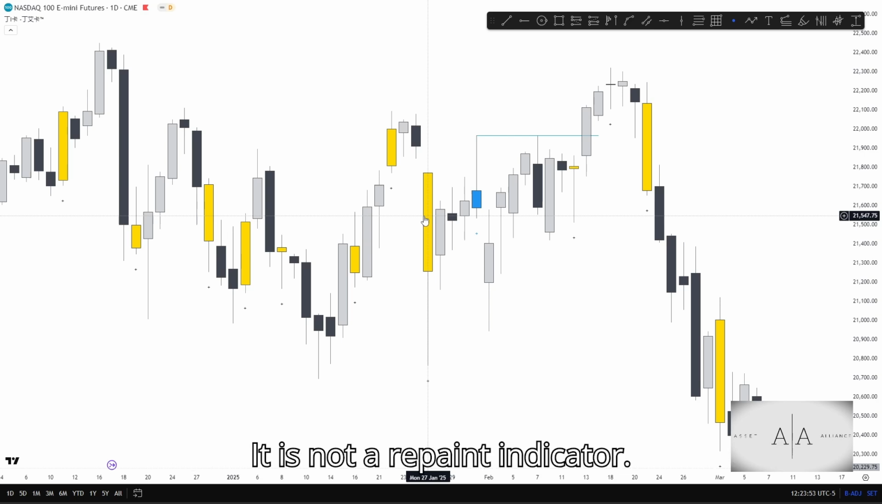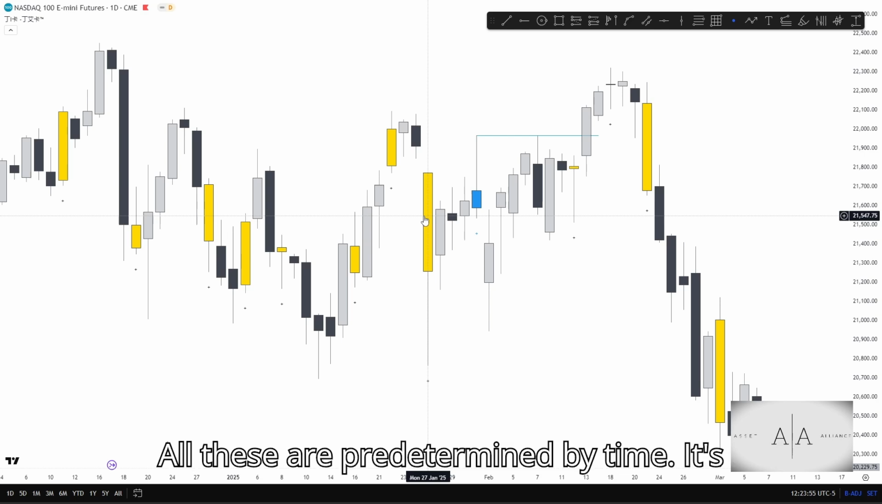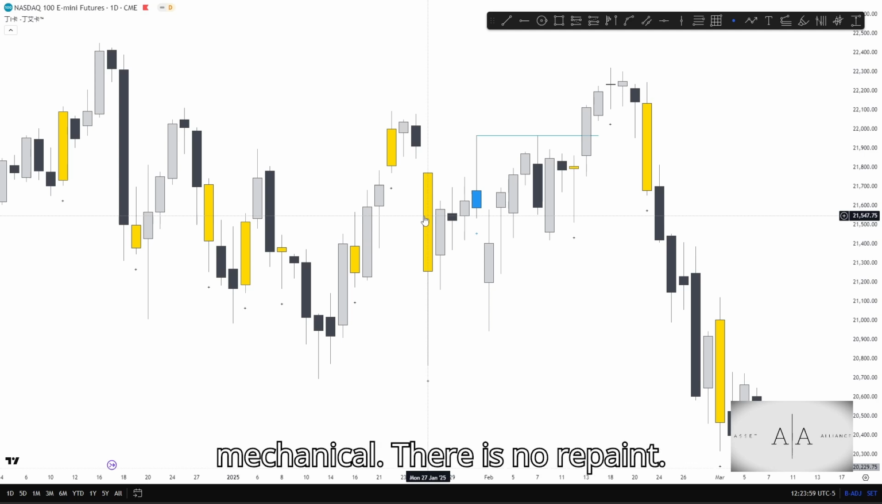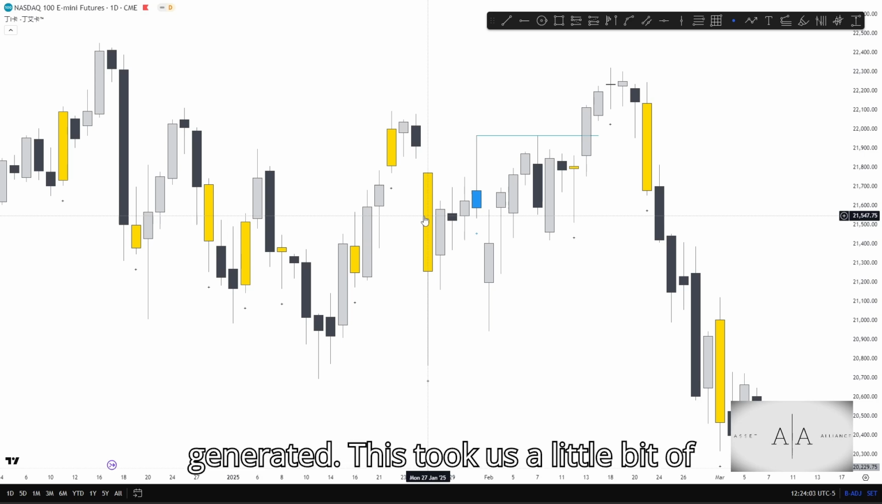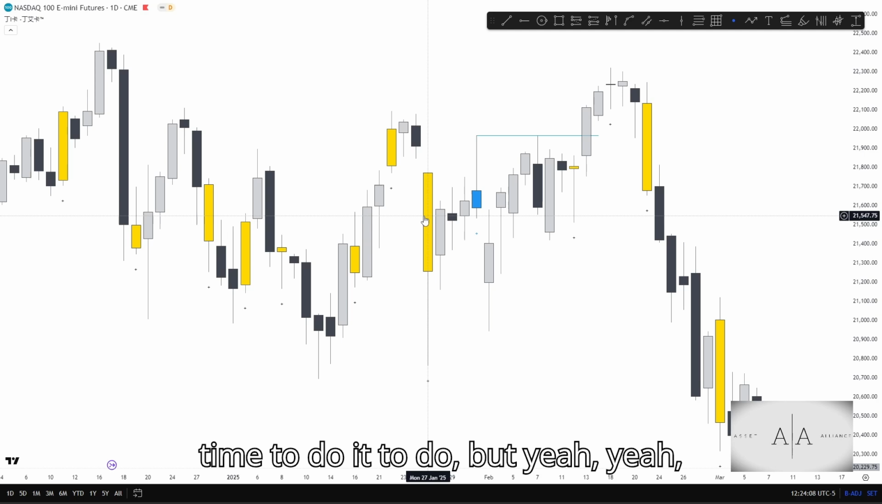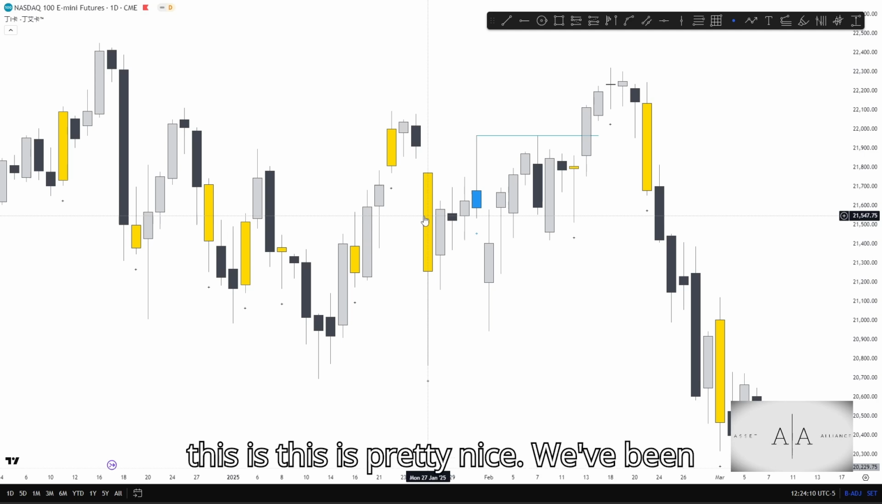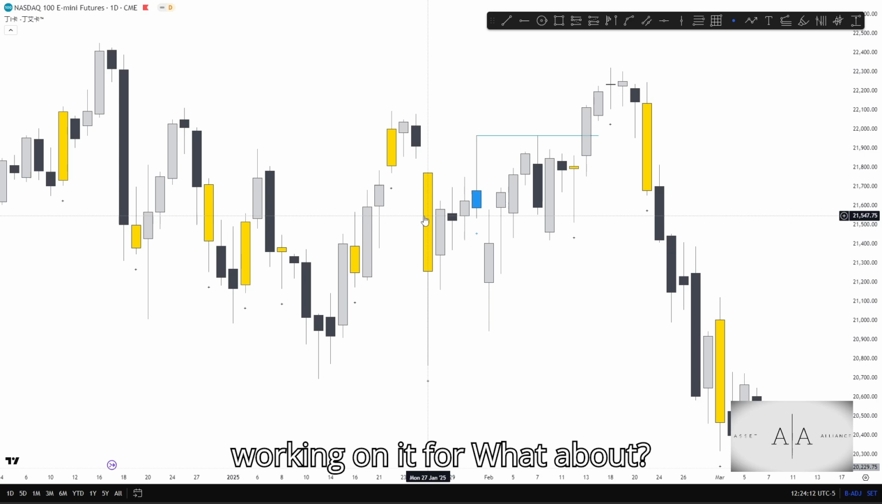It is not a repaint indicator. All these are predetermined by time. It's mechanical. There is no repaint. There is nothing AI generated. This took us a little bit of time to do, but yeah, this is pretty nice. We've been working on it for what, about 3.5 months too, since I've been using the OSTV and getting a bit deeper in the precision of time, right?